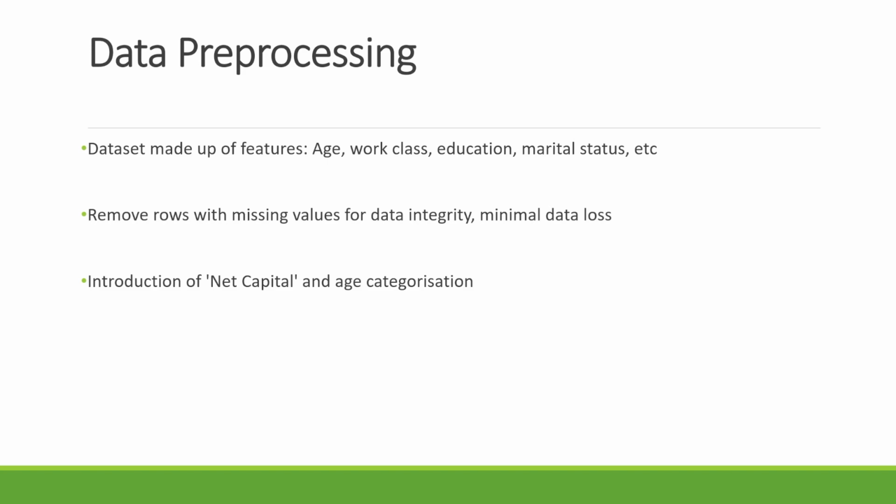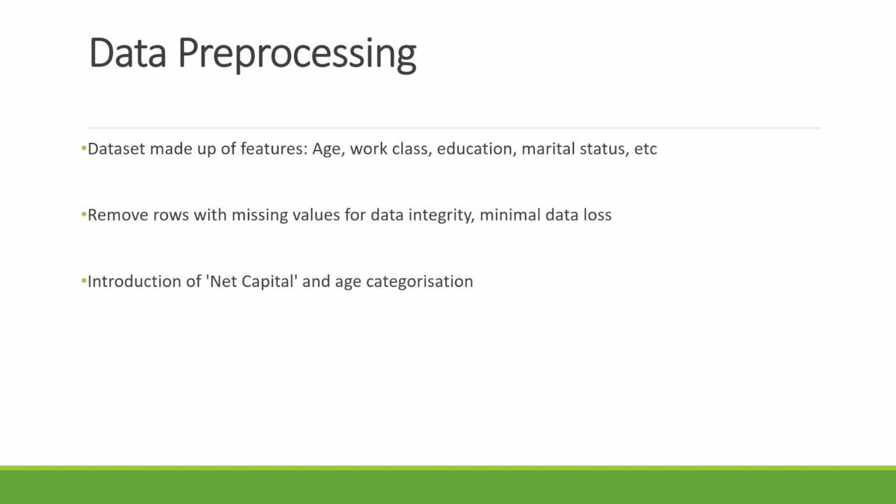I also introduced a new feature called net capital, which is calculated by subtracting capital losses from capital gains, and this was aimed at providing a clear understanding of the individual's financial status, giving that directly to the algorithm, in the hopes that it would be able to calculate more effectively. My tests indicated that the model performed better when using this consolidated net capital feature, rather than maintaining the capital gains and losses as separate variables.